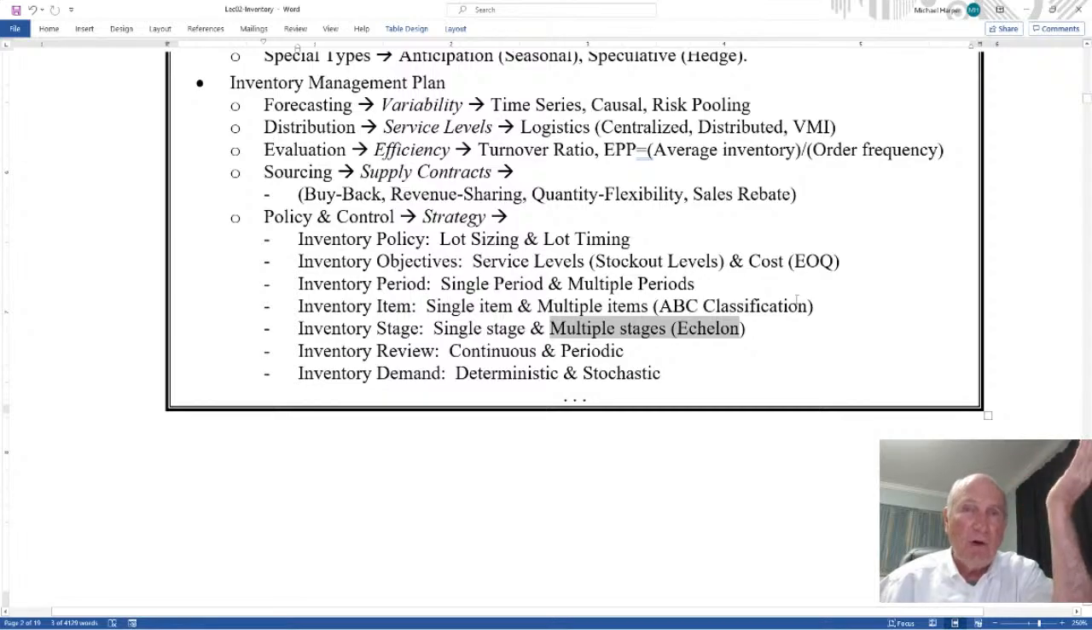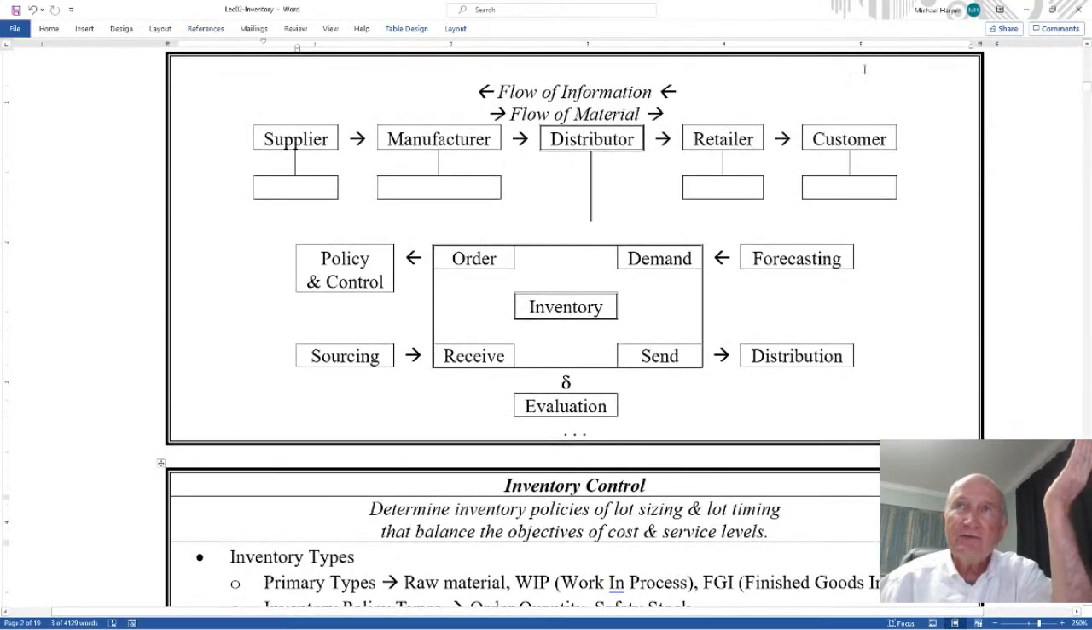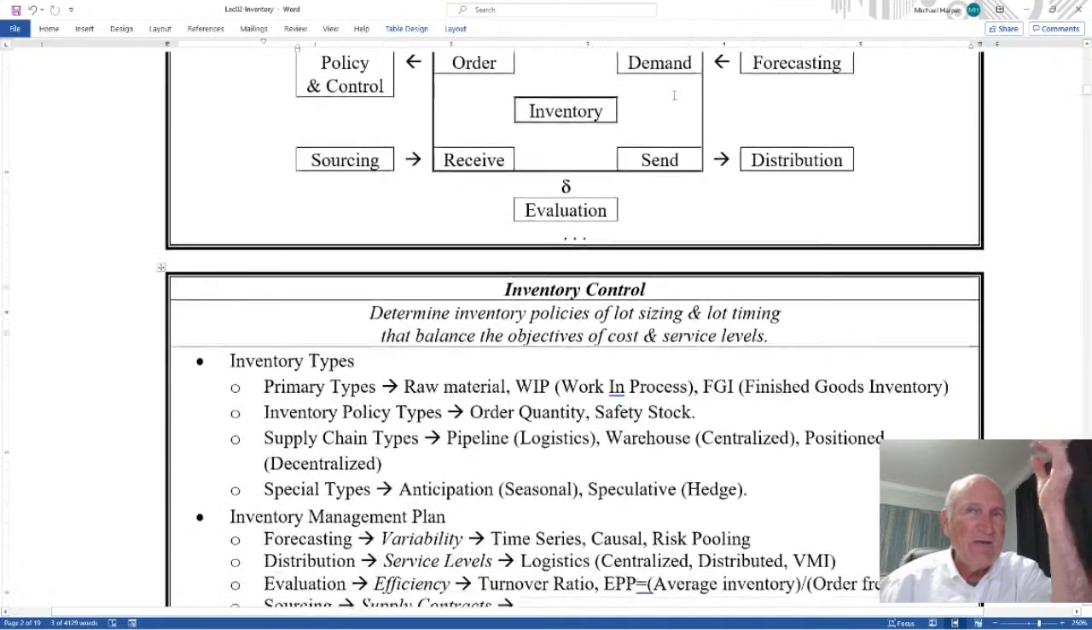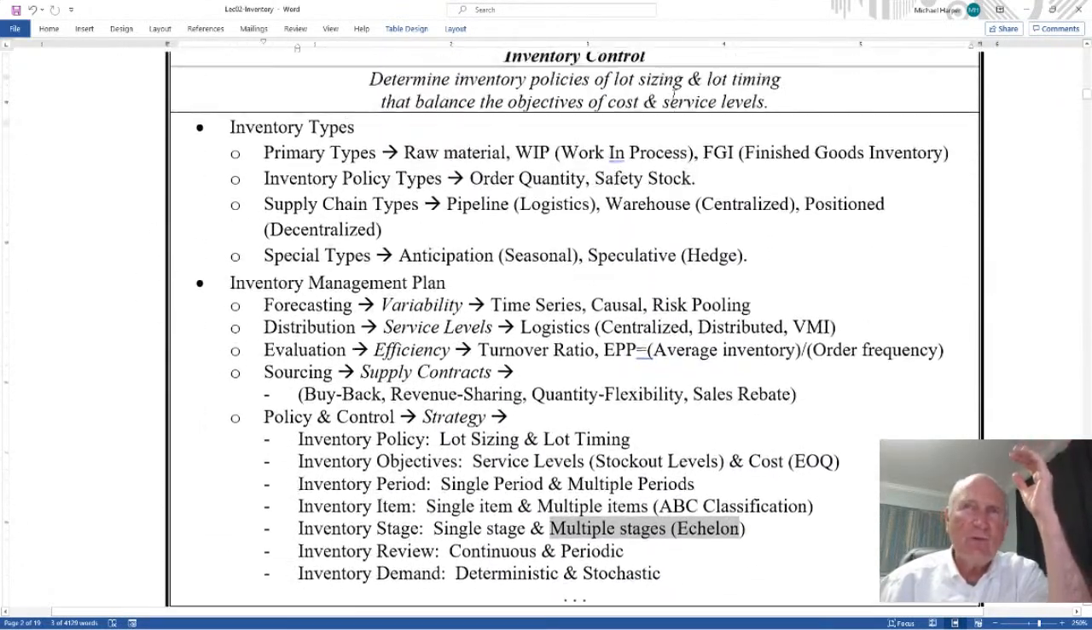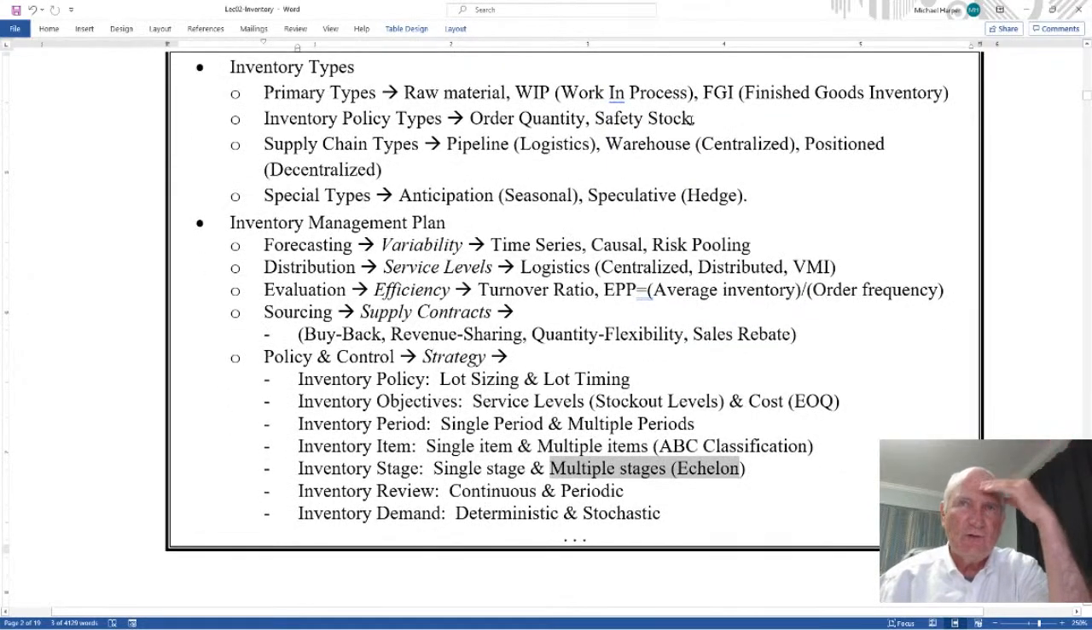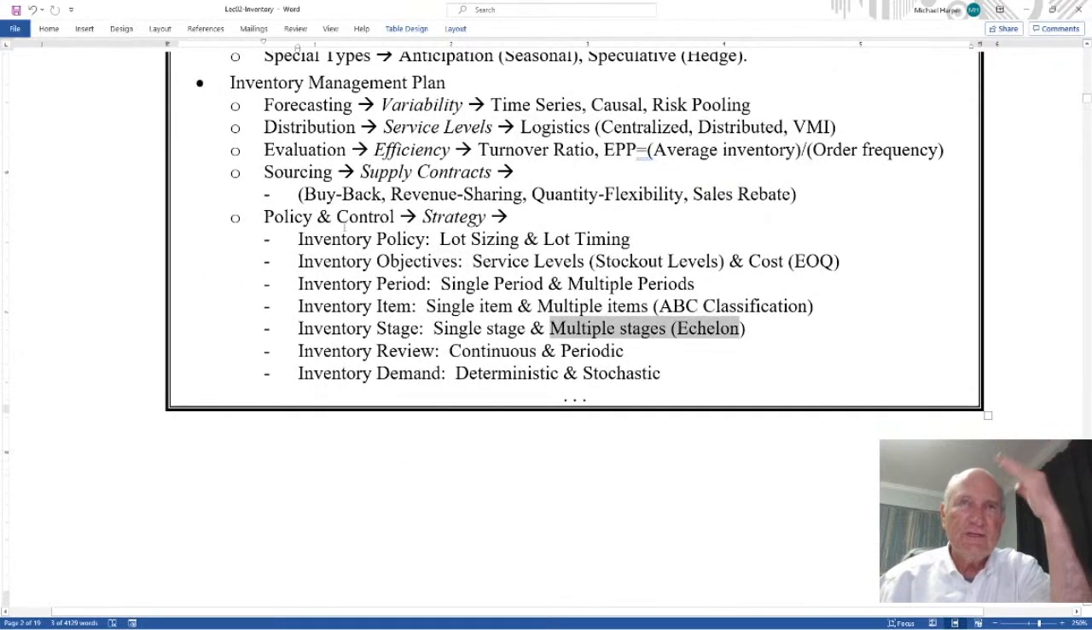For example, Walmart looks at the entire supply chain when it creates its inventory policies. How do you do that? There's all different ways of doing it. We'll look at one simple heuristic way of doing it. And the textbook goes into that.